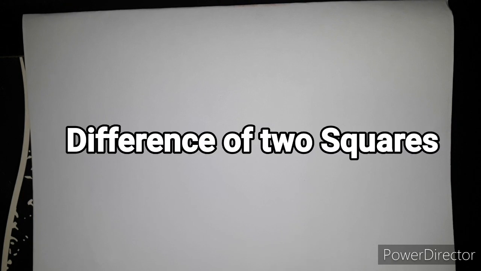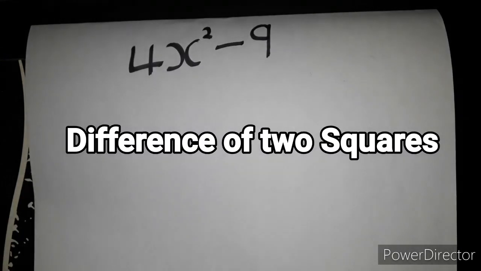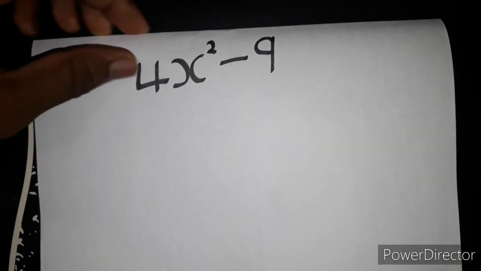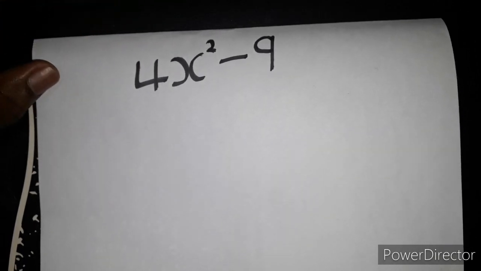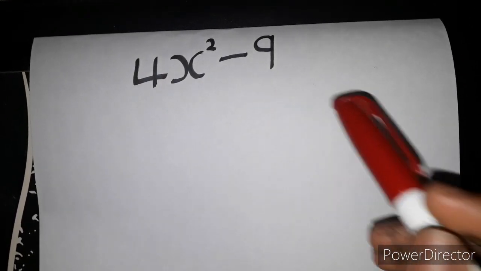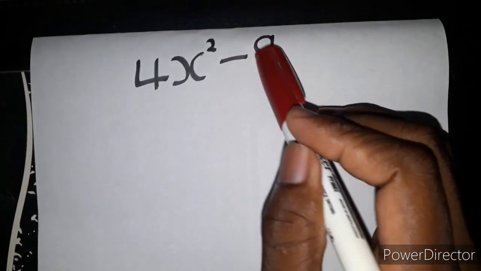Correct. Alright, so let's move on to our second type of factorization that we'll be looking at. And that is the difference of two squares. For the difference of two squares method, there are two key things that you need to look at in the expression to decide whether you can use the difference of two squares method or the distributive law method.